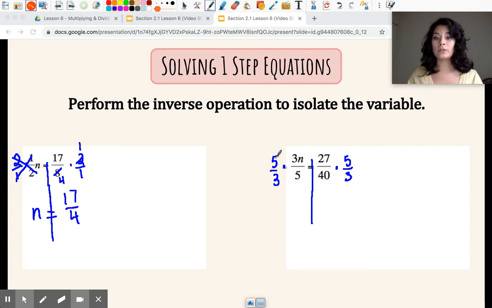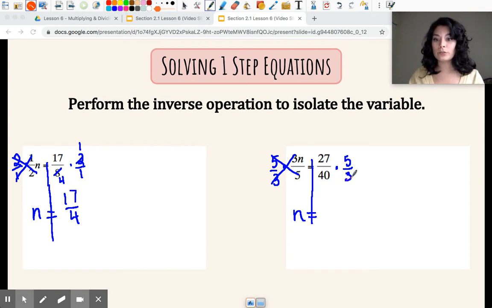These 5's on the left are going to cross cancel, and the 3's are going to cross cancel. Everything's going to cross cancel, leaving you with just your variable. I'm going to bring my variable down as well as my equal sign. And on the right-hand side, again, I'm going to look for things that can cross cancel, because if I don't, then I'm going to have to reduce at the end. And 27 times 5 is probably going to give me a bigger number that's going to be a lot harder to reduce. So I'm going to reduce first.